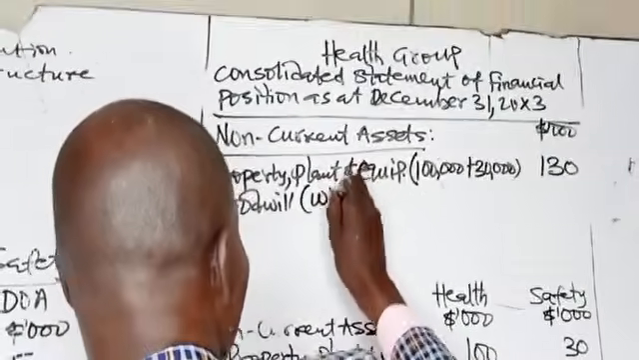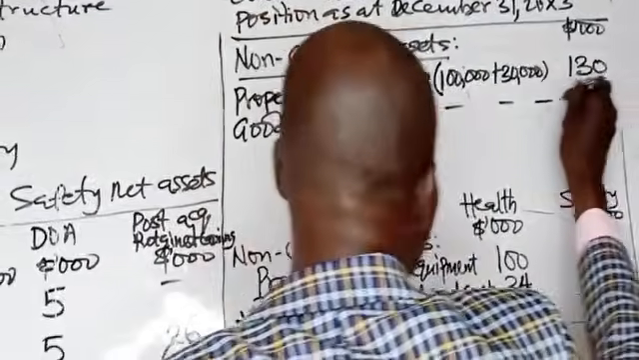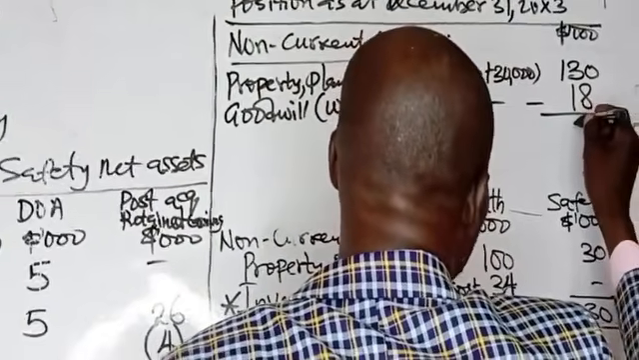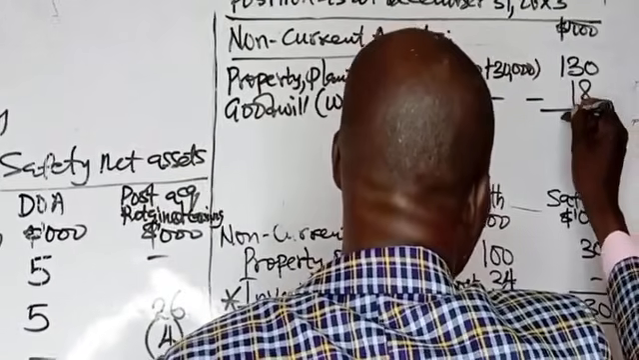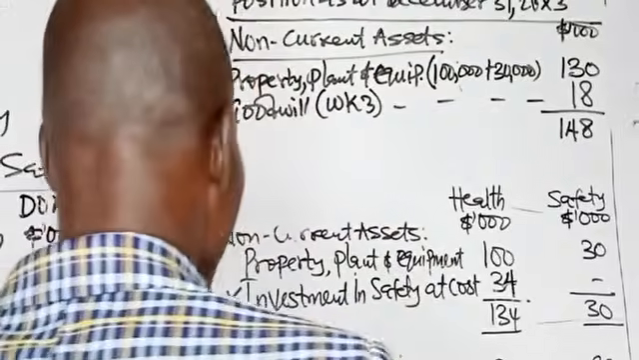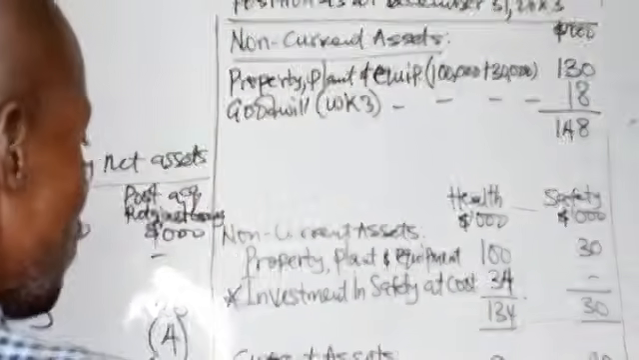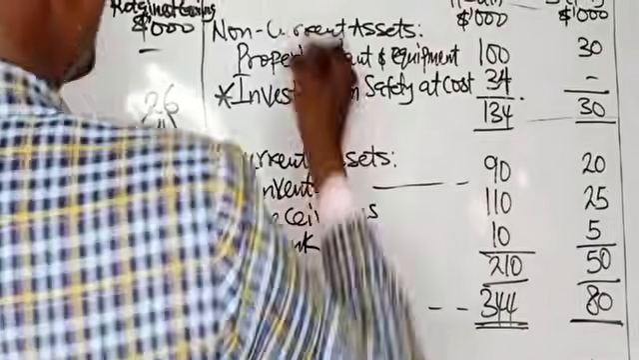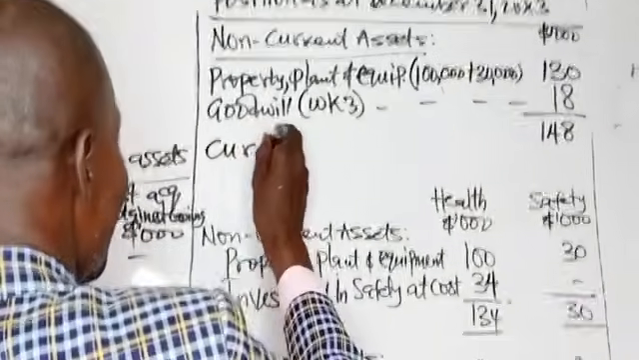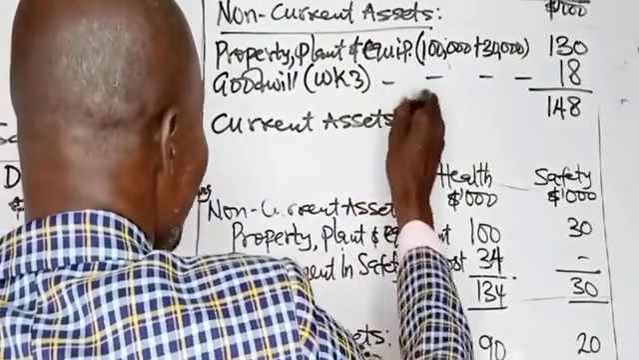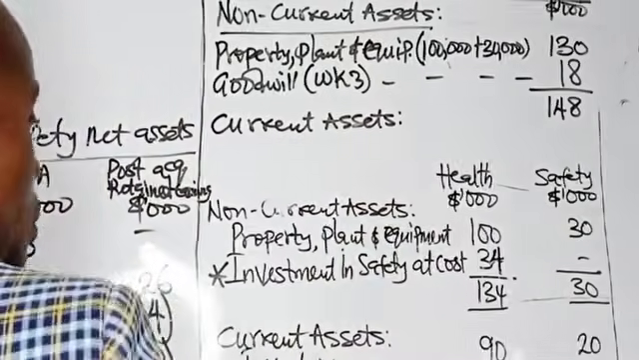Goodwill, working 3. Then we have 18,000. If you add 18,000 to 130,000, then you have 148,000. After that, the next item is current assets. Current assets.